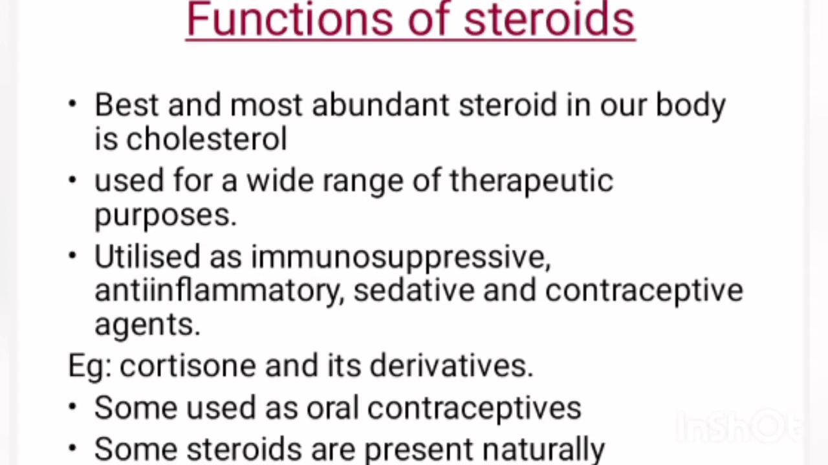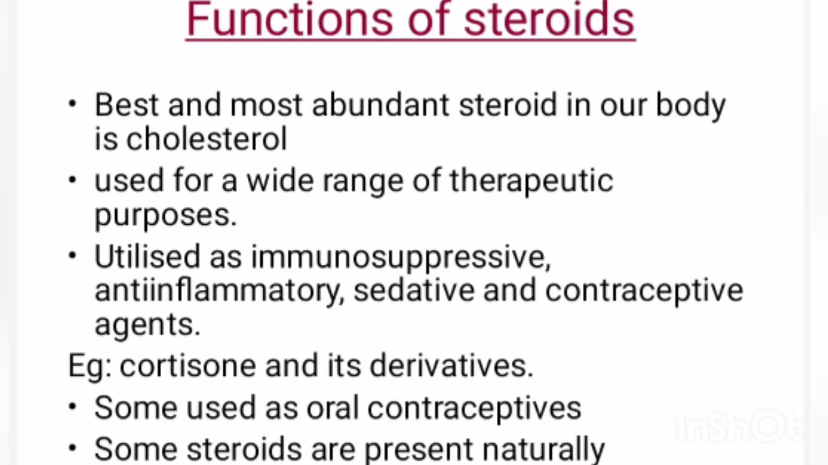Next, the functions of steroids. The best and most abundant steroid in our body is cholesterol. Cholesterol is formed in brain tissue, nerve tissue, and bloodstream.